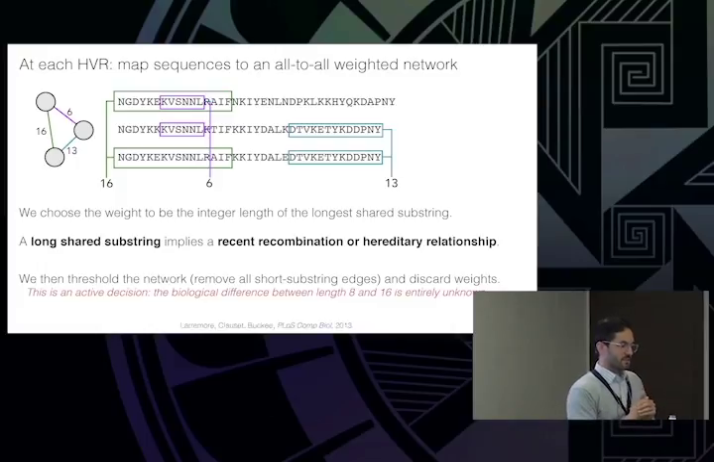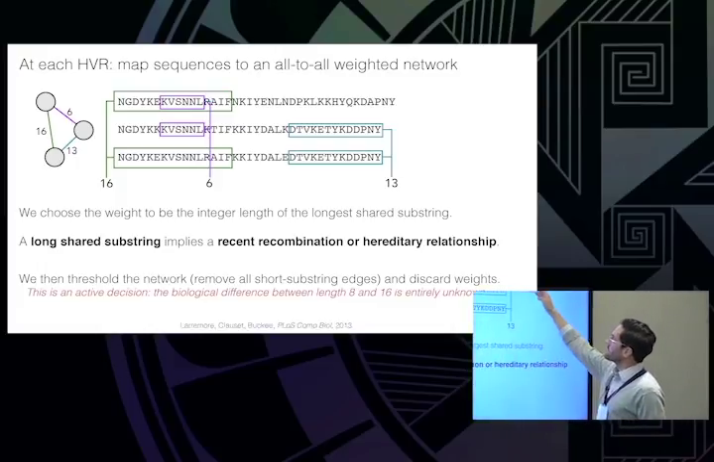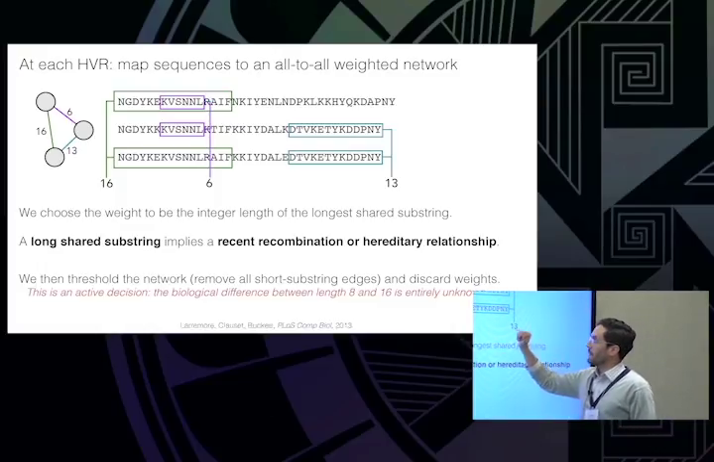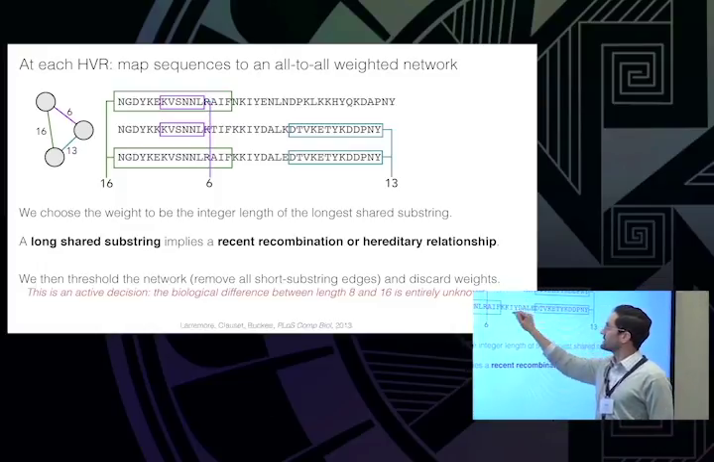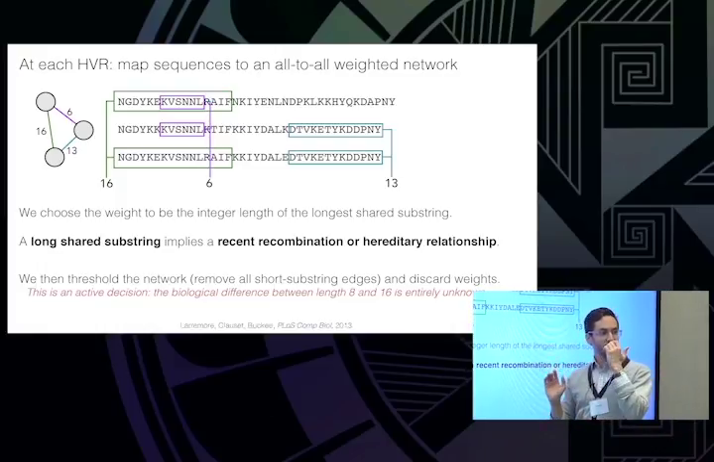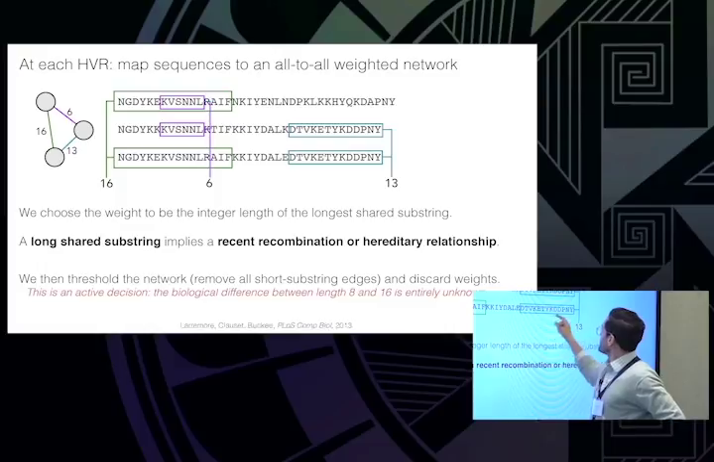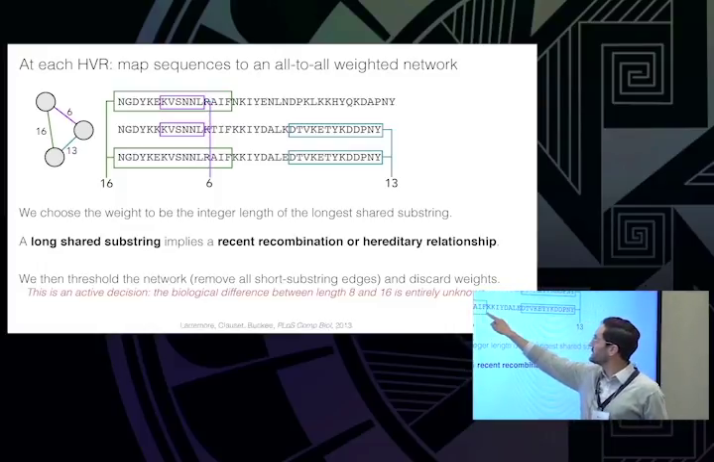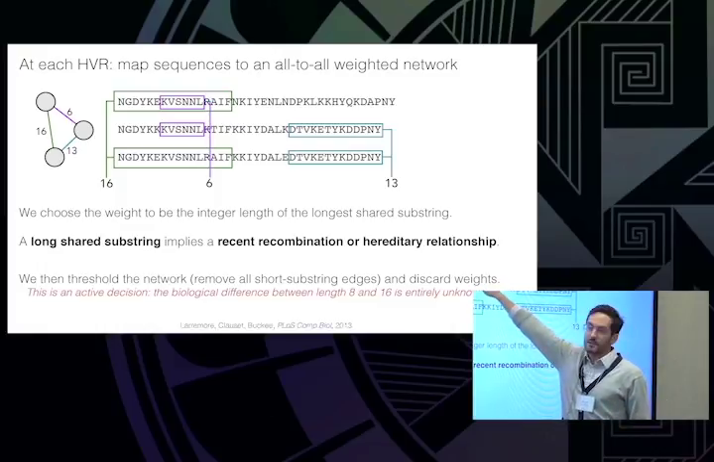So in each highly variable region, we're going to map sequences to an all-to-all connected and weighted network. Each node in the network will correspond to an amino acid sequence. I'm going to connect two amino acid sequences with an edge whose weight corresponds to the longest shared substring. If you look at the bottom and the top, you can see there's a substring of length 16 that's shared with the top.